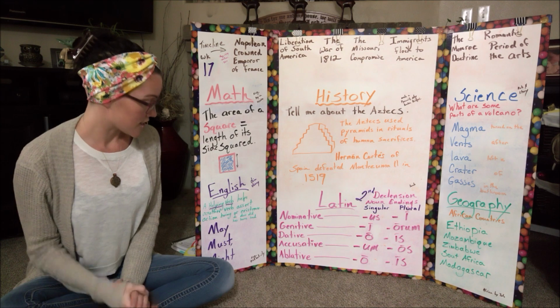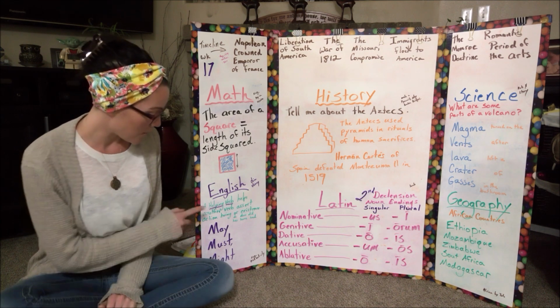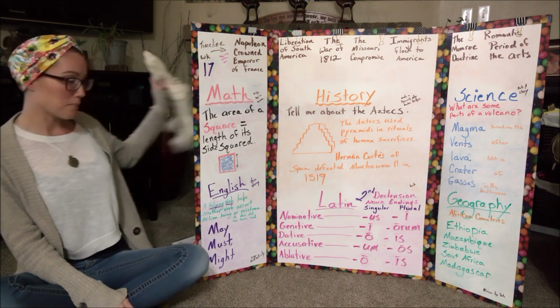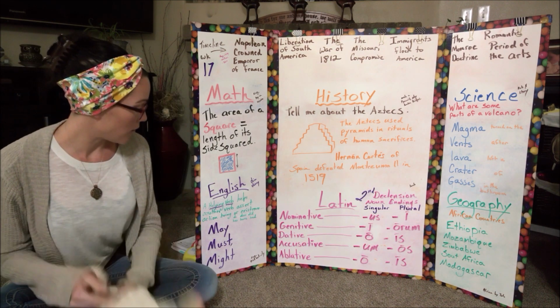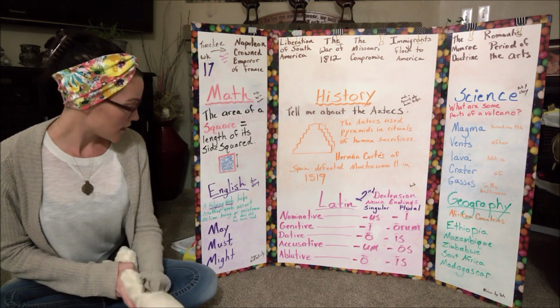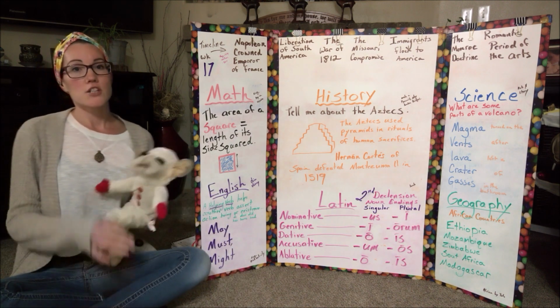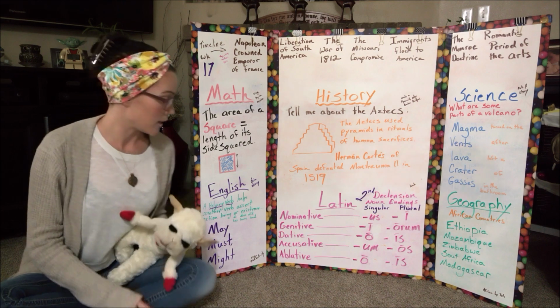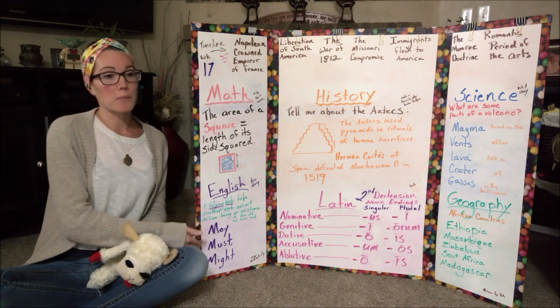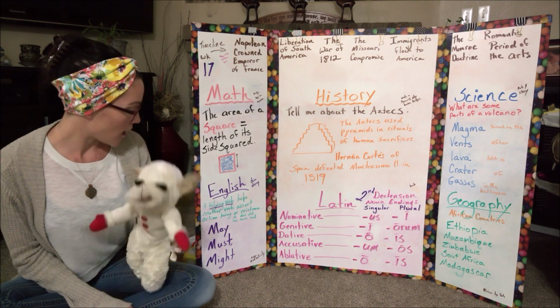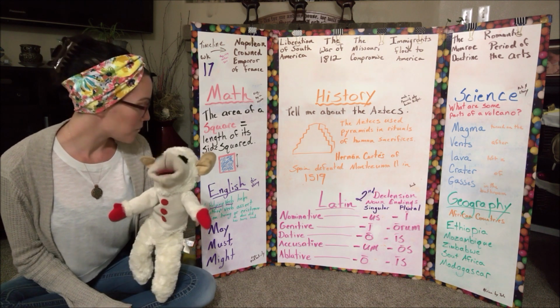English. This is the third part of our song. May, must, might. It goes to the helping verbs song that I made to go to the tune of Chim Chimney. So again, we would sing all the previous weeks and then stop and repeat this part over and over again like a broken record.